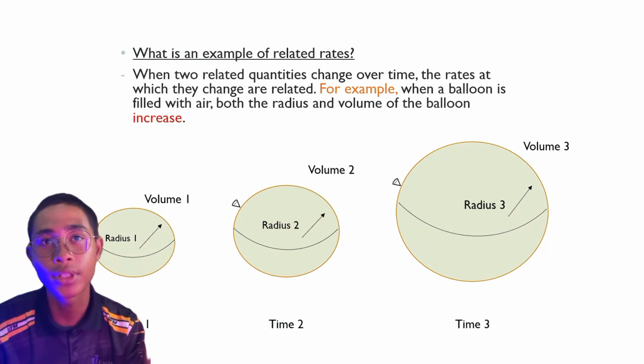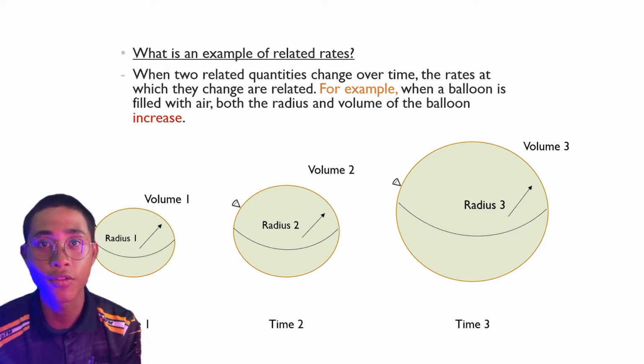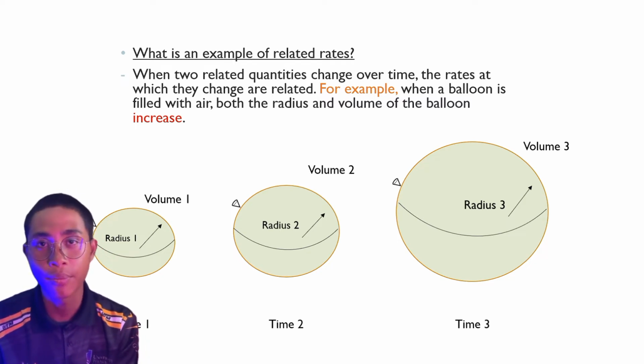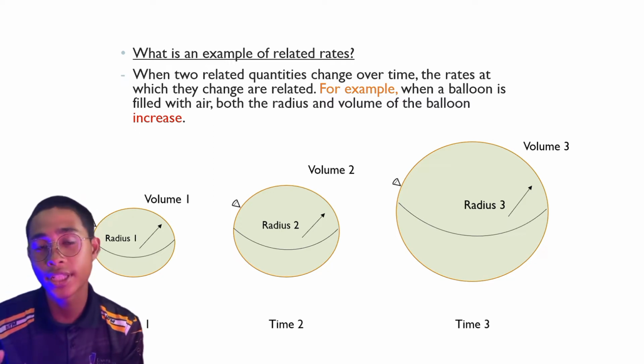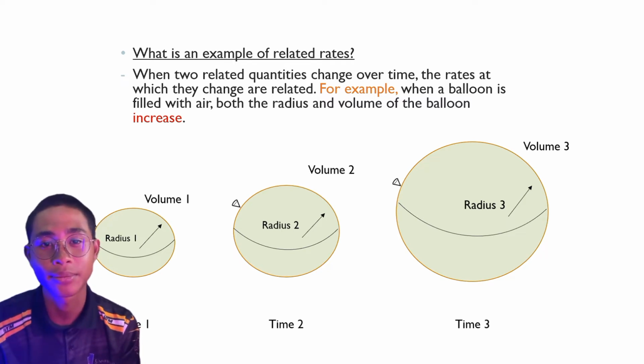What is an example of related rates? When two related quantities change over time, the rates at which they change are related. For example, when a balloon is filled with air, both the radius and volume of the balloon increase.